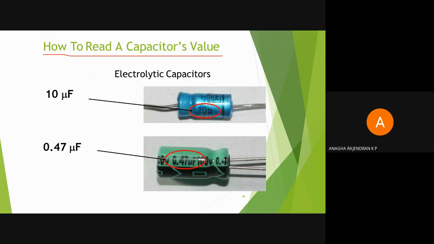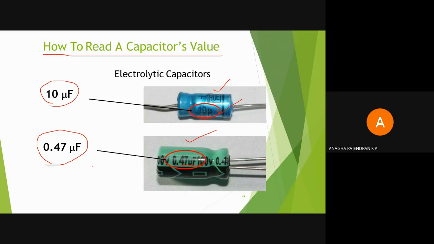Here we can see there are two electrolytic capacitors. In the first figure, the value of the capacitor is directly written on its outer surface. Here we can see the value is 10 microfarad. So the capacitance value of this capacitor is 10 microfarad. And this is another example. Here we can see another electrolytic capacitor. Here the value is 0.47 microfarad. The value is directly written on its outer casing. So 0.47 microfarad. This is the direct reading method.